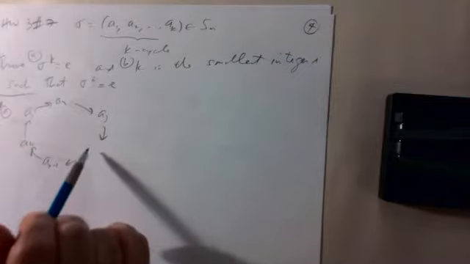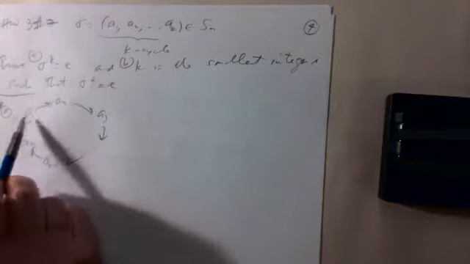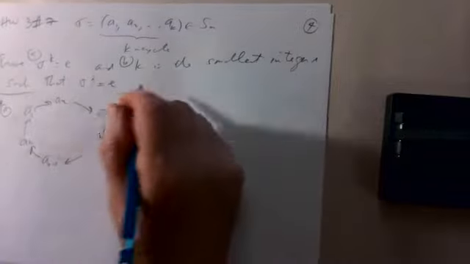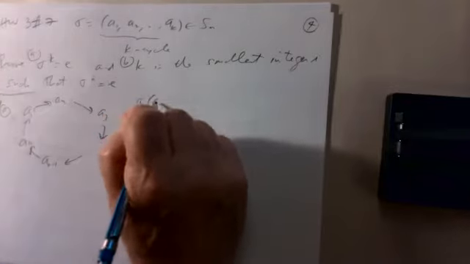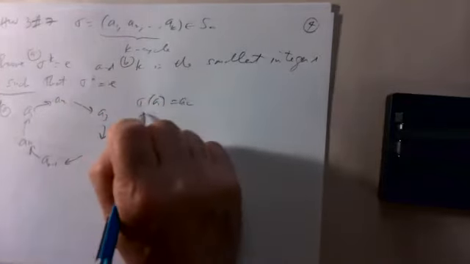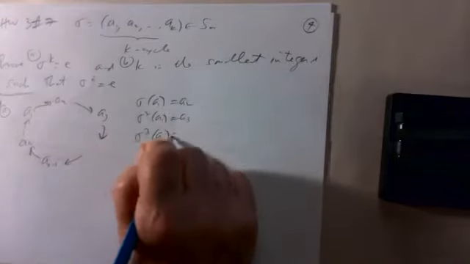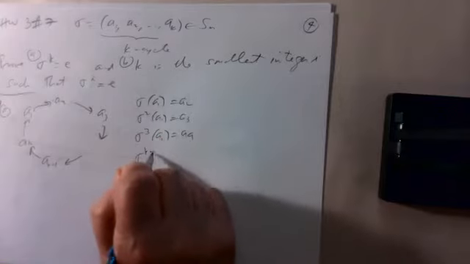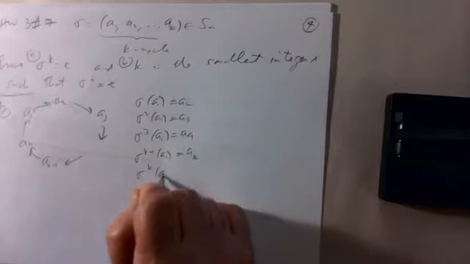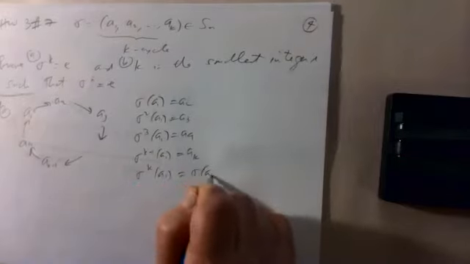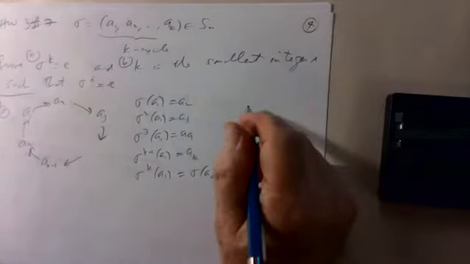So you go once, twice, 3 times. When you go k minus 1 times, and when you go k times, you're back where you started. So sigma of A1 is A2. Sigma squared of A1 is A3. Sigma cubed of A1 is A4. Sigma to the k minus 1 of A1 is A sub k. And sigma to the k of A1, that means sigma of A_k, that's back to A1. And the same works with every other element in this cycle.